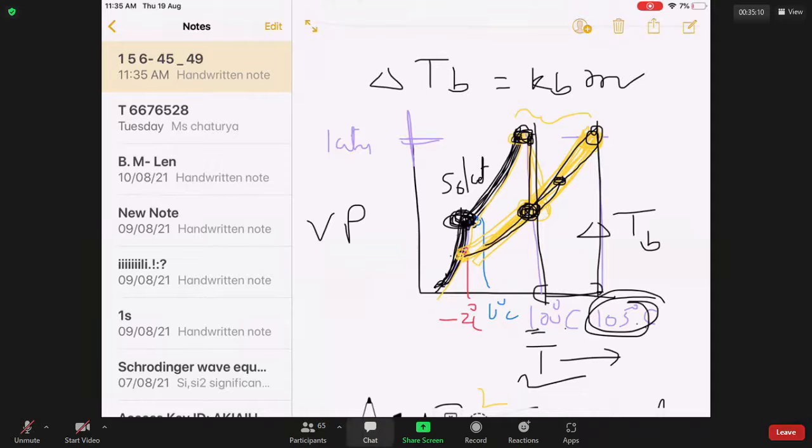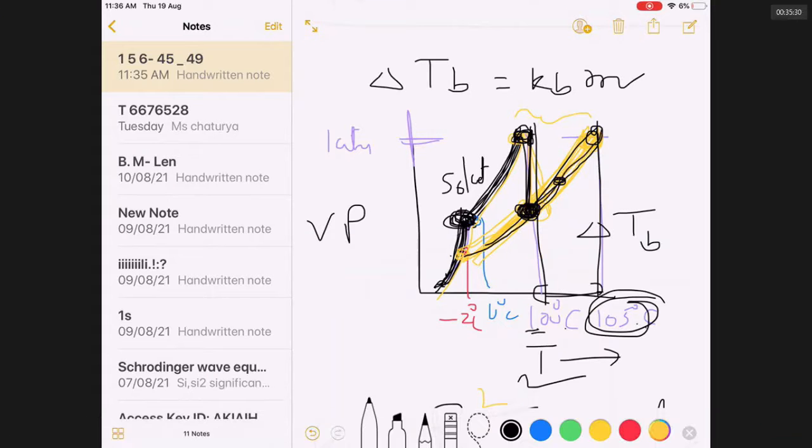To what extent is vapor pressure lowered? This extent of lowering of vapor pressure depends on the number of moles of solute you have taken, or how many particles of solute there are. The more particles of non-volatile solute, the lesser the vapor pressure. The lesser the vapor pressure, the more heat you require.